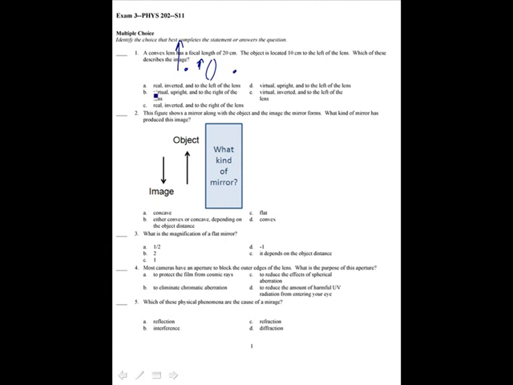So let's see, virtual upright to the right, that doesn't work, must be D, virtual upright and to the left of the lens.